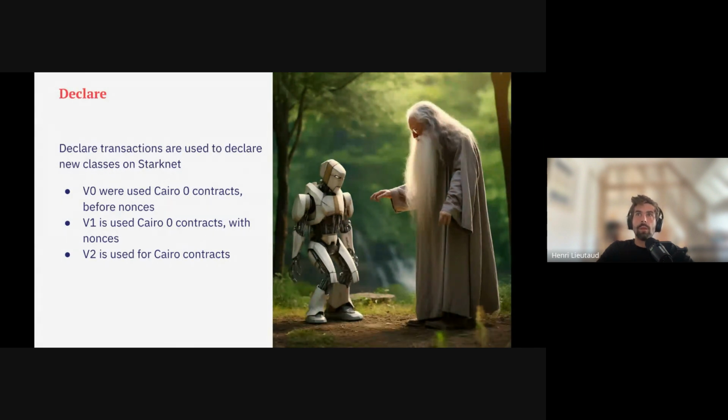The reason for that is if you want the network to use Cairo code, you need to make sure that this Cairo code actually compiles to Sierra. I don't know how much you looked at the difference between Cairo 0 and Cairo so far, so I'm going to try and make it quick. Cairo 0 compiles to CASM, Cairo assembly. Cairo compiles to Sierra, which compiles to CASM.